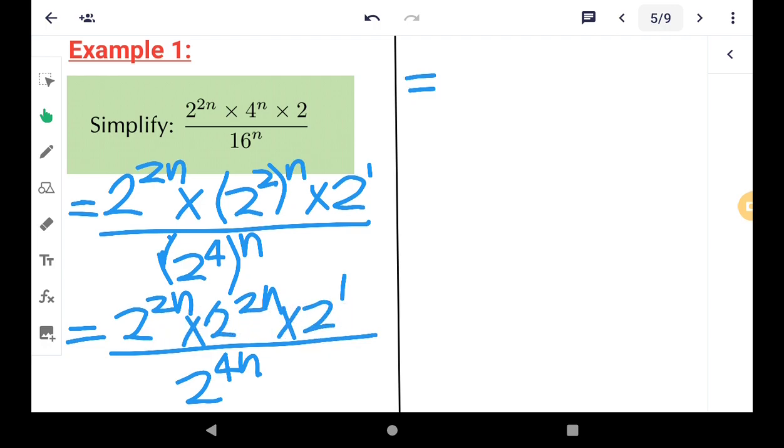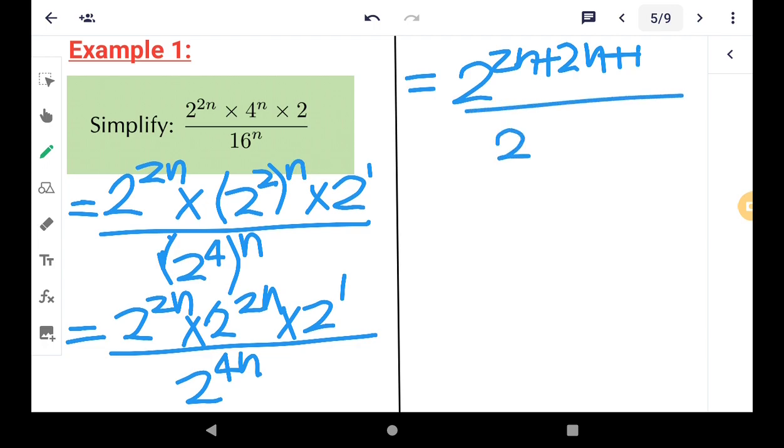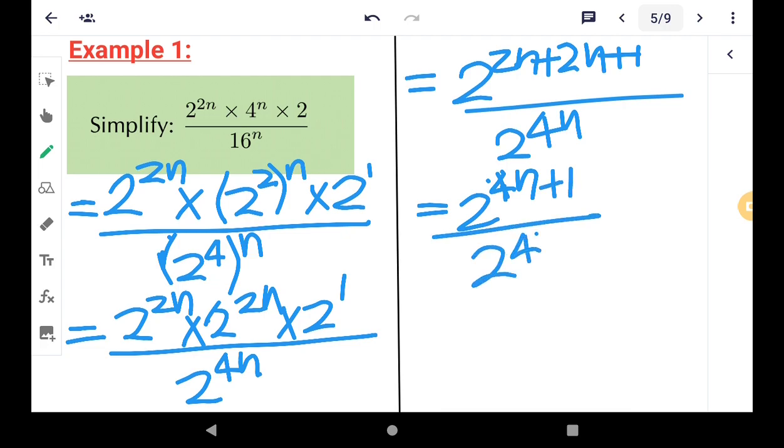So that is 2 to the power of 2n plus 2n plus 1 all over 2 to the power of 4n. Now let's add like terms together at the top. 2n plus 2n, that is 4n. So 2n plus 2n, that is 4n plus 1, all over 2 to the power of 4n.